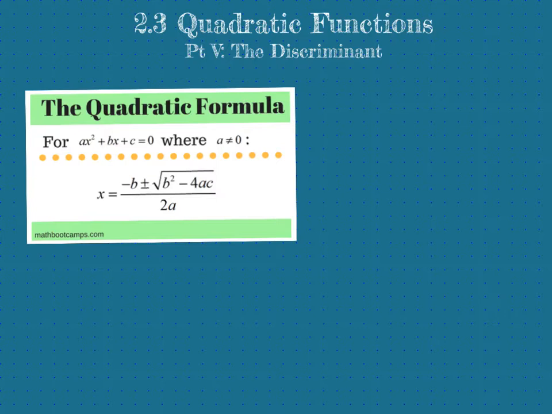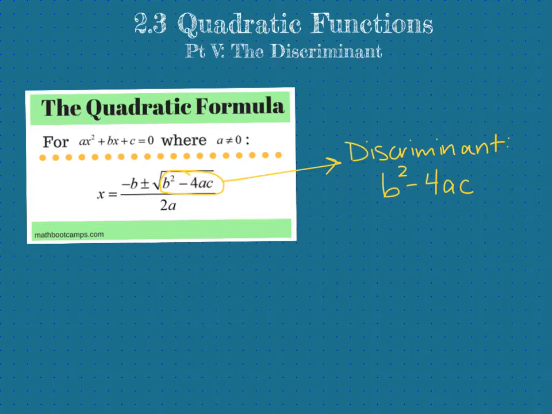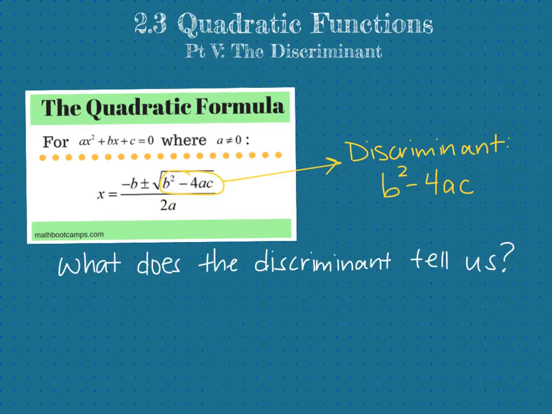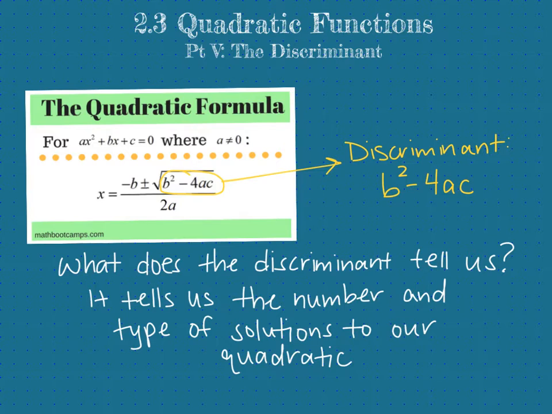The discriminant is b squared minus 4ac. So it is a special part of the quadratic formula that's just b squared minus 4ac. It's what's under the root. Now, what does the discriminant tell us? The discriminant tells us about the solutions to our quadratic equation. It tells us how many solutions we have and their type, whether they're real or imaginary.